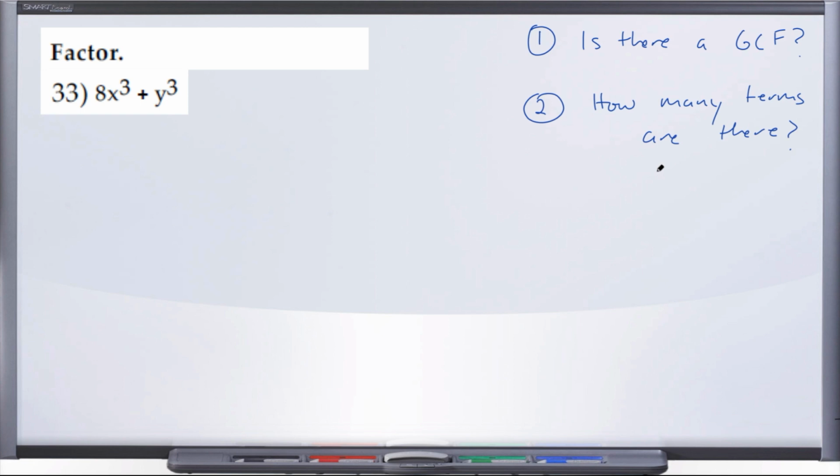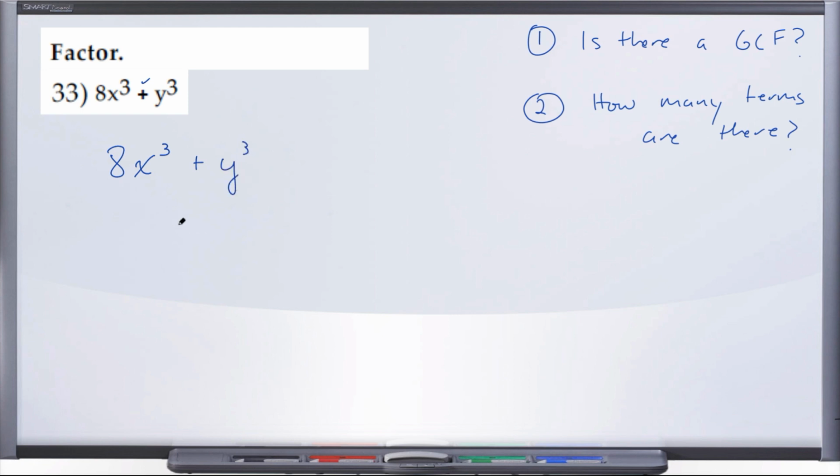Or you're looking for the sum or difference of cubes. Well, sum or difference, so that checks out, right? That's a sum. And cubes. Yeah, well, we definitely have cubes here, don't we? So this must be the sum or difference of cubes. So let's go ahead and factor.